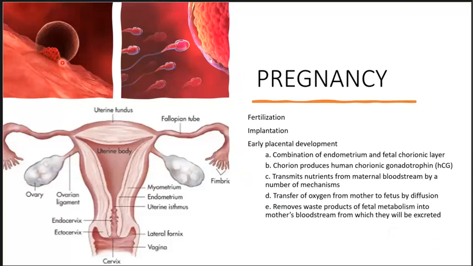You begin to see a combination of the endometrium of the uterus and the fetal chorionic layer. So the maternal and embryonic parts begin to fuse or combine. The chorion begins to produce human chorionic gonadotrophin. And then there's transmission of nutrients from the maternal bloodstream by a number of mechanisms. There's also transfer of oxygen from the mother to the fetus by diffusion. And also, there's removal of waste products of fetal metabolism into the maternal bloodstream from which they are excreted.